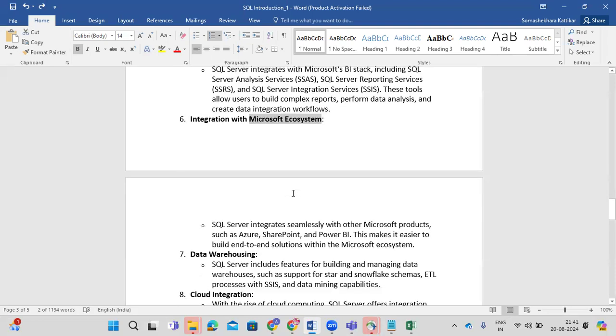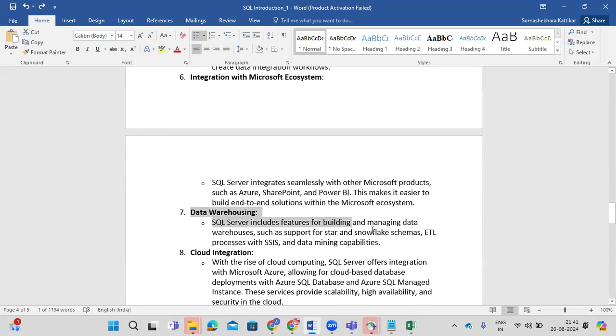Apart from this business intelligence, you can also work with SharePoint and Power BI. SQL Server is able to work with SharePoint and Power BI. Power BI is the reporting tool. SharePoint is one of the applications. You can work with the Microsoft product Azure. It is going to support working with all these things.